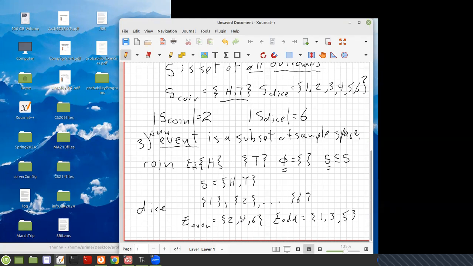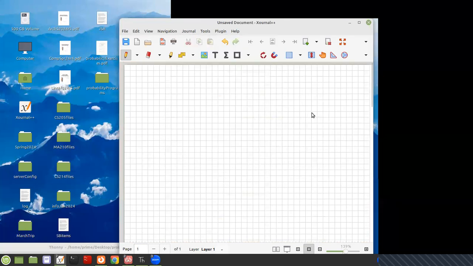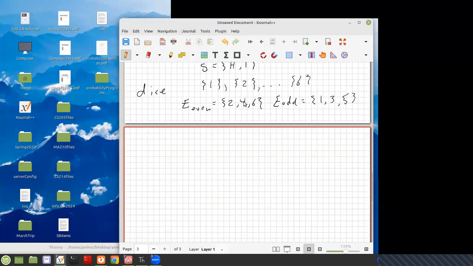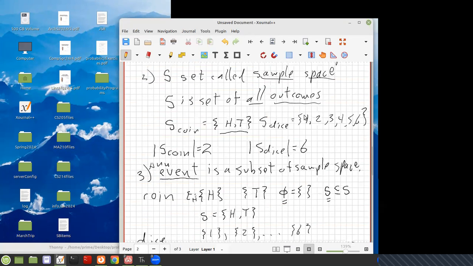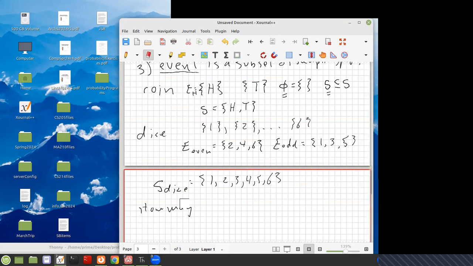So any subset. There's going to be lots of subsets for the die. You know, there's only 4 for the coin, but there's actually going to be a lot for the die. In fact, we can actually count how many subsets there are for the die. So if the sample space is 1, 2, 3, 4, 5, 6, you could ask how many events are there here. Well, that's asking how many subsets.